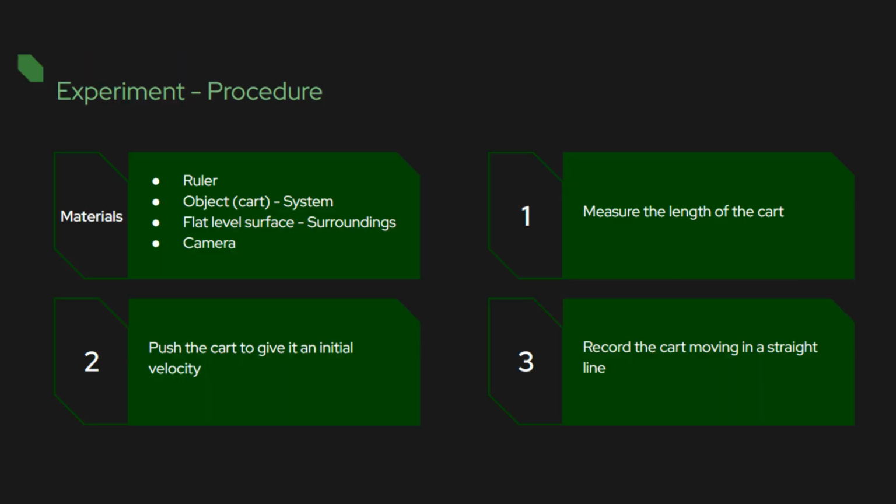Experiment. Procedure. For materials, we need a ruler, an object such as a card, which is our system, a flat level surface, our surroundings, and a camera. First, measure the length of the card. We will use this in the tracker. Second, push the card to give it an initial velocity and let it roll. Third, record the card moving in a straight line.